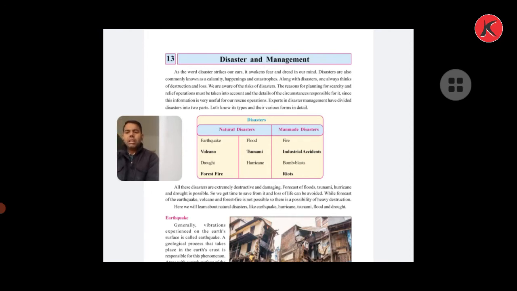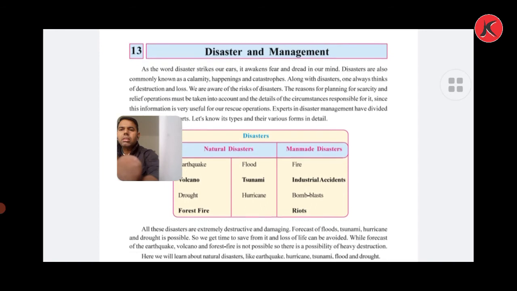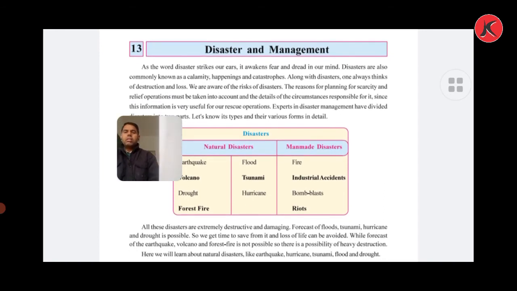As the word disaster strikes our ears, we know that it awakens fear and dread in our mind. Disasters are also commonly known as a calamity. Calamity means the problems happening and the catastrophes. Along with disasters, one always thinks of destruction and loss. When disasters come, they come with problematic situations, destruction, and the loss of property and the loss of lives.